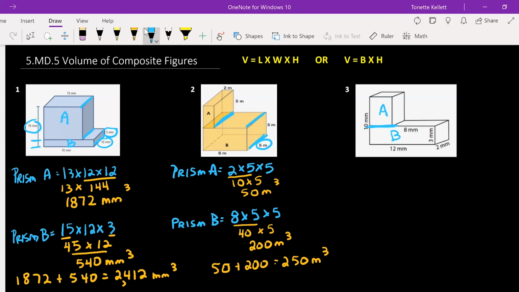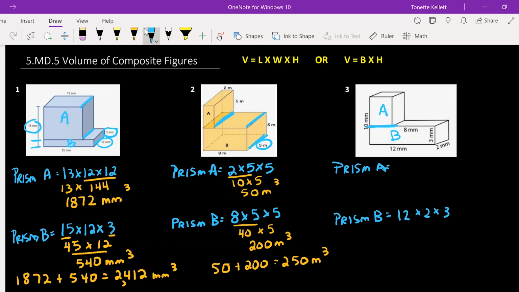I'm going to label my two prisms. Either way will work. I'm going to write prism A. I'm going to write prism B. Now, which of the prisms has all of the dimensions given? Would be prism B, has 12 for the length, times 2 for the width, times 3 for the height.